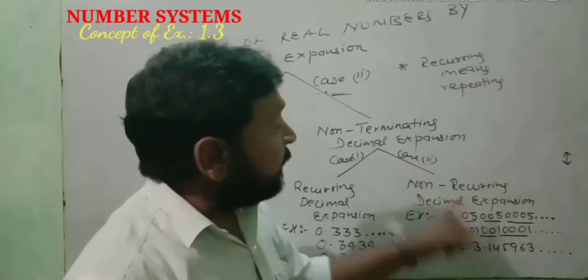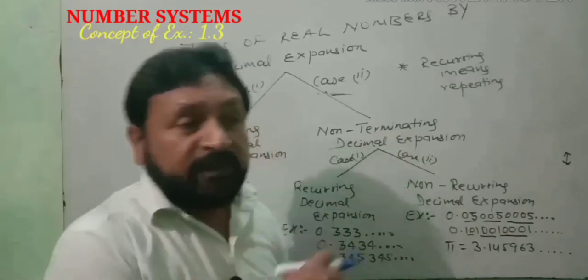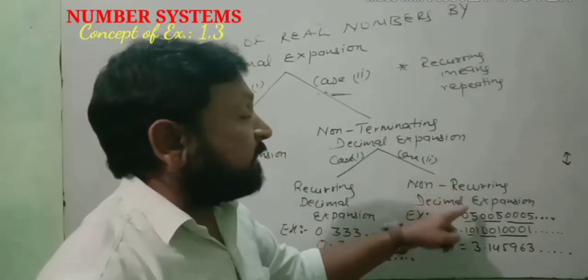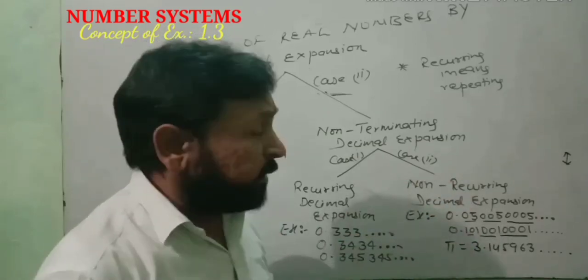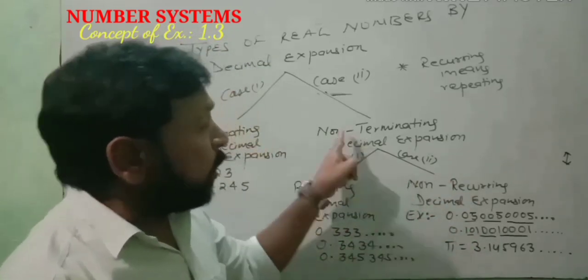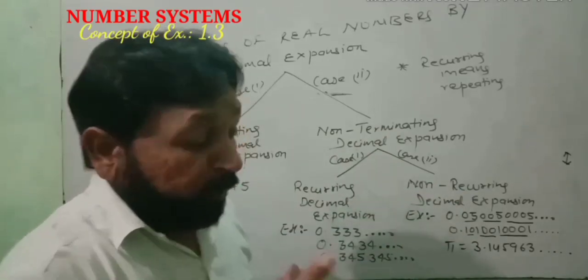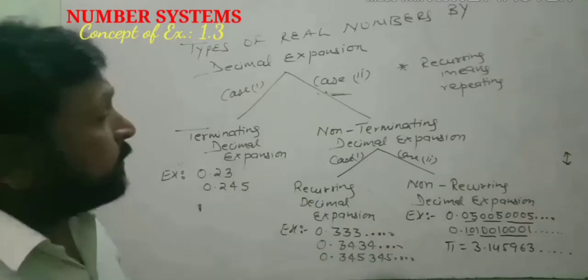I had told na, it came in non-terminating. This division will never be finished. And it will be non-recurring decimal expansion. Always keep this thing in mind, that pi is having the non-terminating, non-recurring decimal expansion. Okay. One more thing, I had written something here.